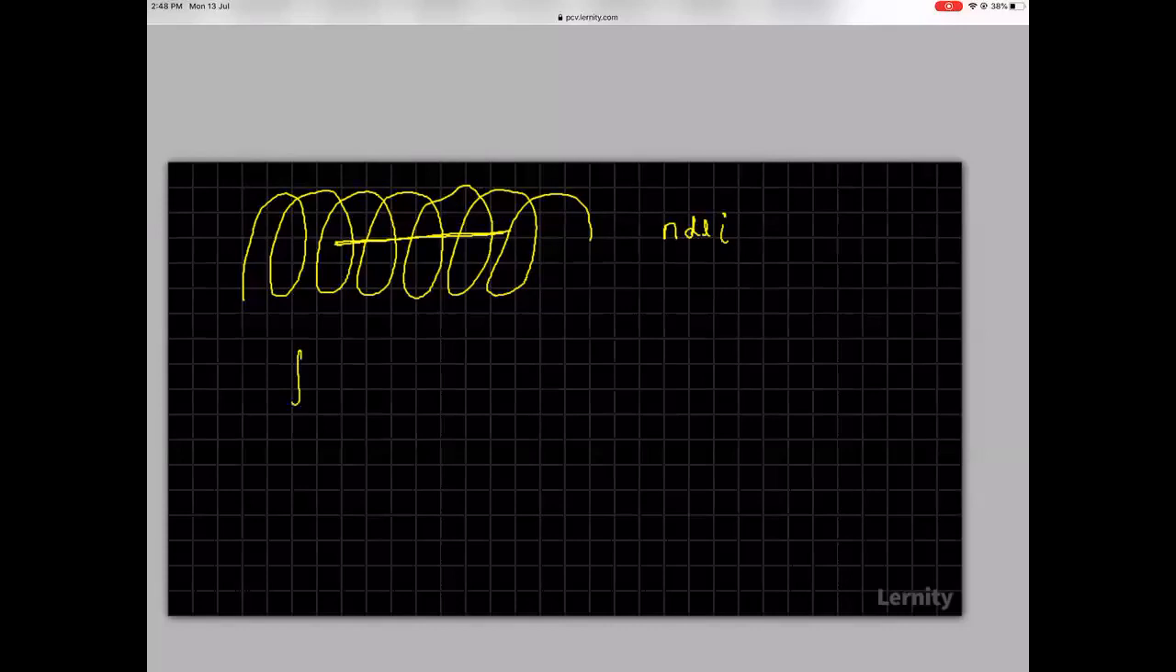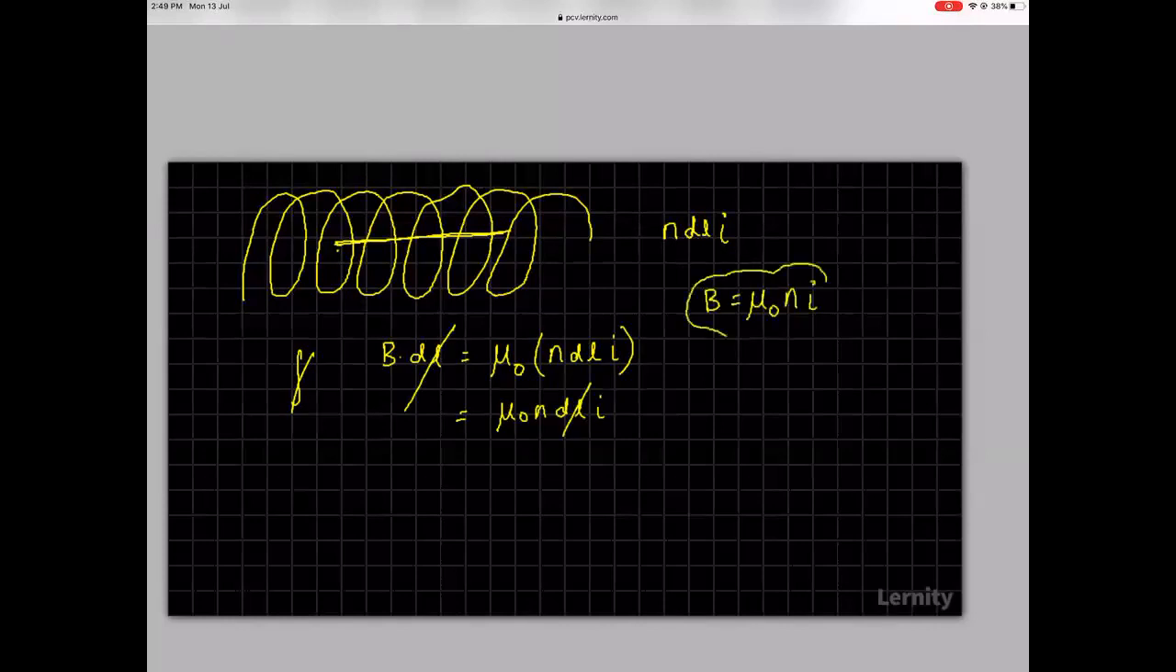So the integral from this end to this end is B·dl. So that B·dl is equal to μ0 into I. I will be the number of turns into dl into I per each turn. So that is equal to μ0 N dl into I. So the dl gets cancelled and I will get B is equal to μ0 N I.